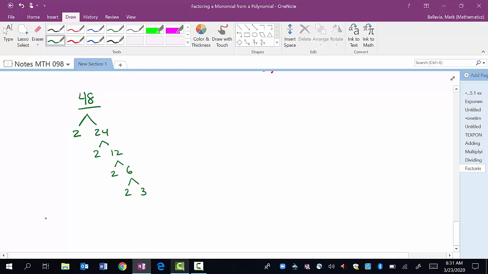So when I want to write 48, what I know about 48 is that I can take the product of these, right, and they multiply. 3 times 2 times 2 times 2 times 2 gives me 48. In other words, 2 to the 4th power times 3 is a way of writing that. That's called the prime factorization for 48. You're just writing it as a product of prime numbers.